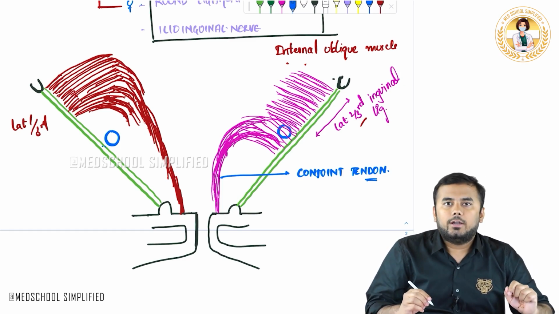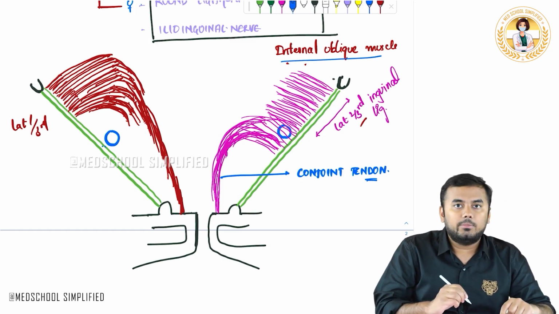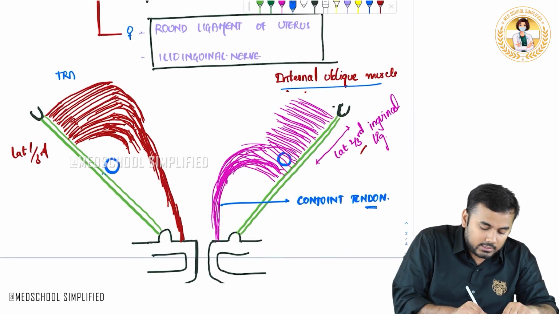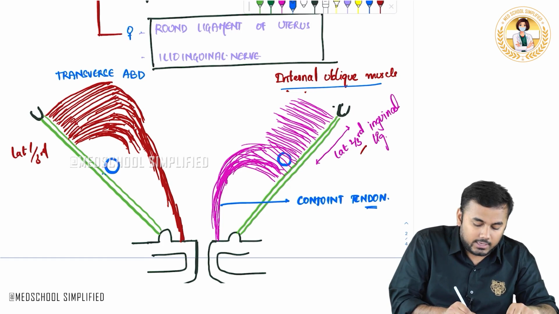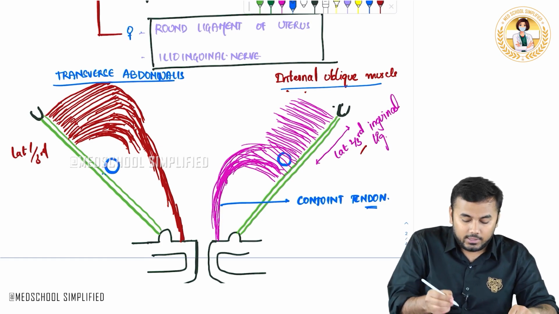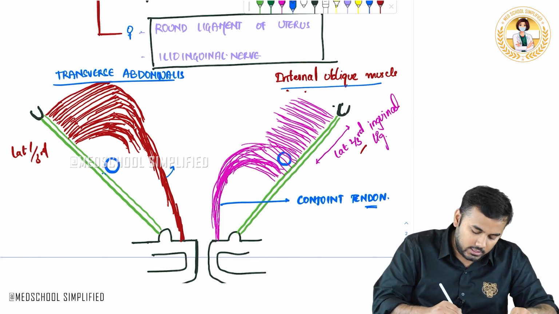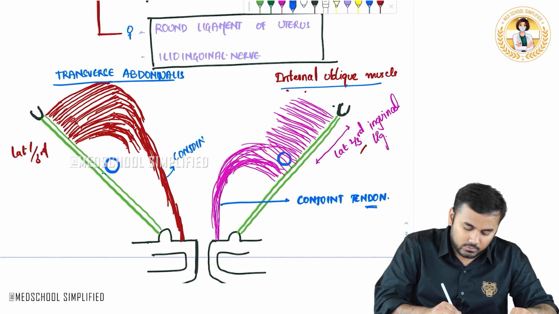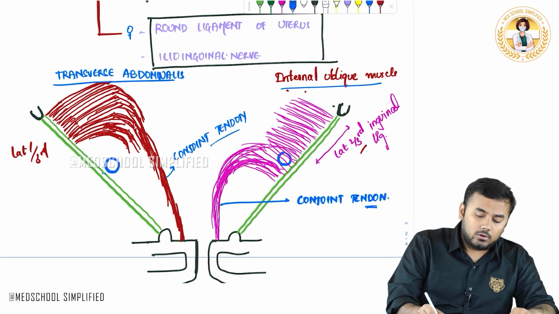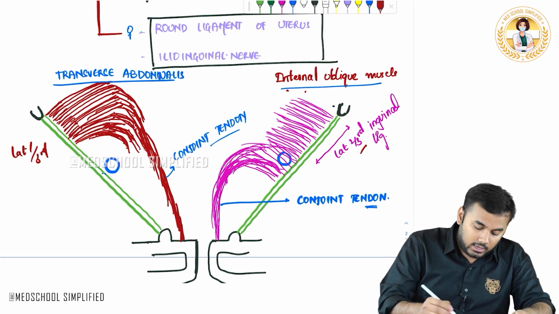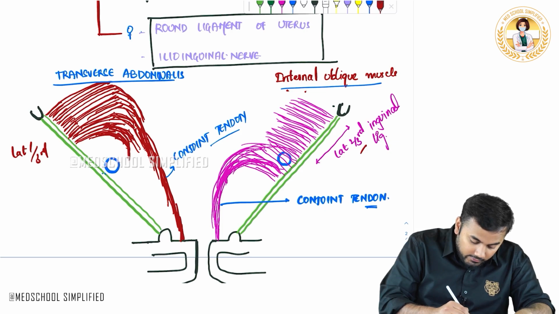So if I ask you the conjoint tendon is formed by, you should tell me part of the internal oblique muscle and part of the transverse abdominis. So two of these muscles together form such a tendon, and this tendon over here is also called the conjoint tendon. So part of the conjoint tendon is formed by the IOM muscle, part of the conjoint tendon is formed by the transverse abdominis muscle.